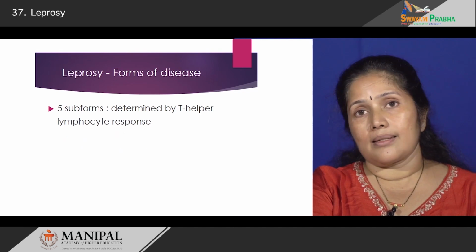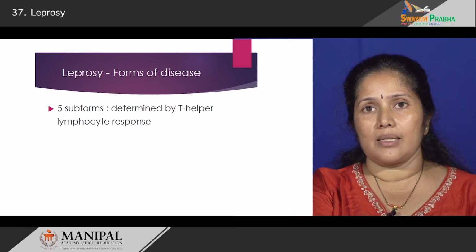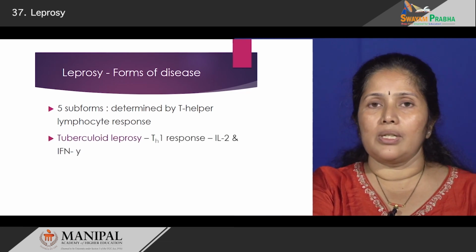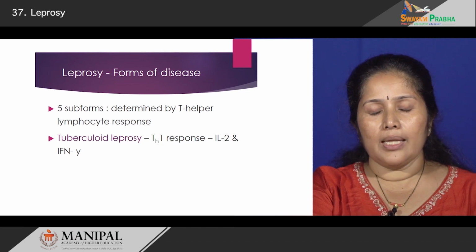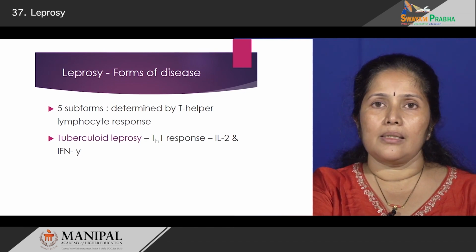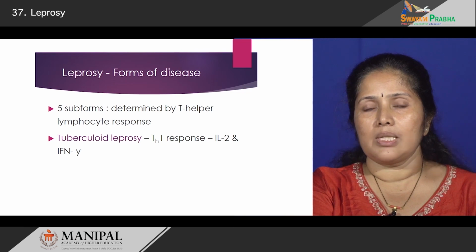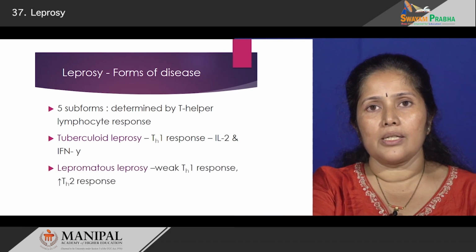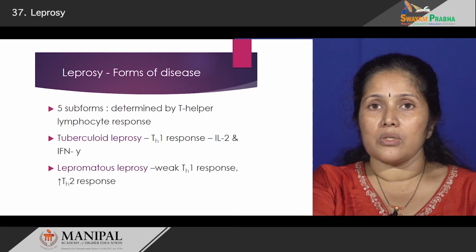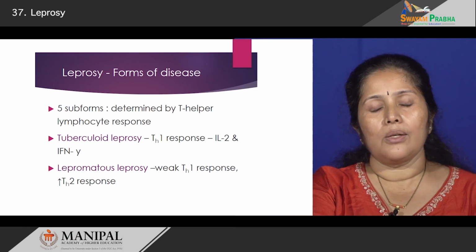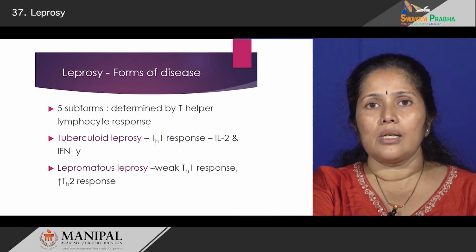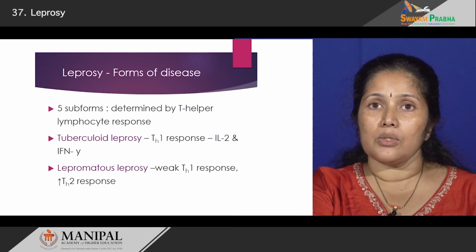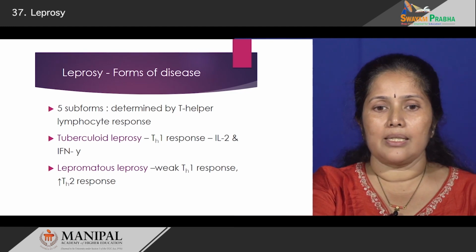Now, what decides these subforms in leprosy? It is determined by the function of the T helper cells. In tuberculoid leprosy, there is a high response from T helper 1 cells, and they produce a lot of interleukins as well as interferon gamma, while it is almost reverse in the lepromatous end, where there is a very weak T helper 1 cell response, while the response from the T helper 2 cells is markedly increased.